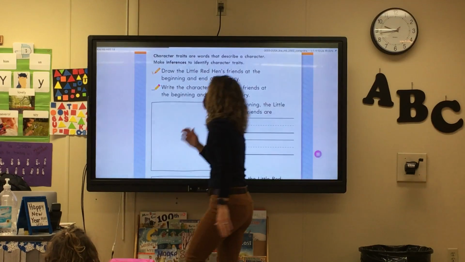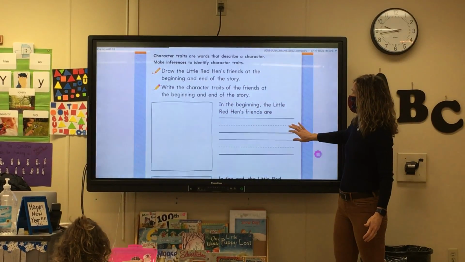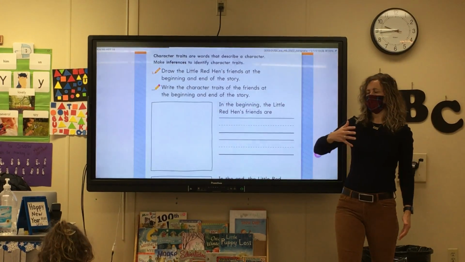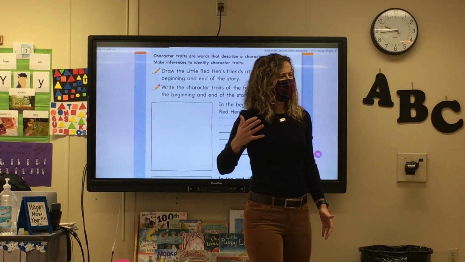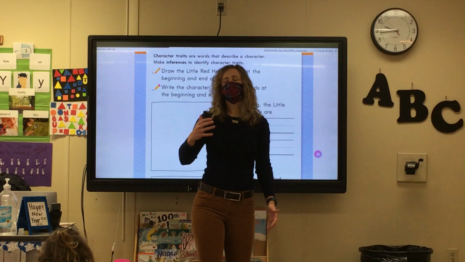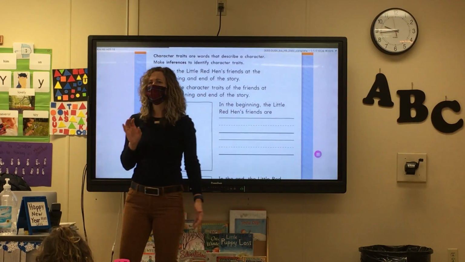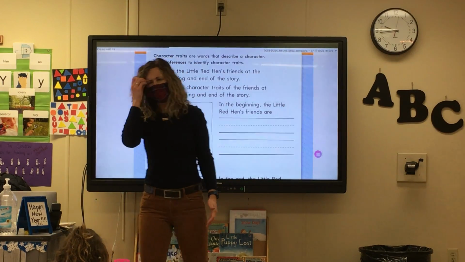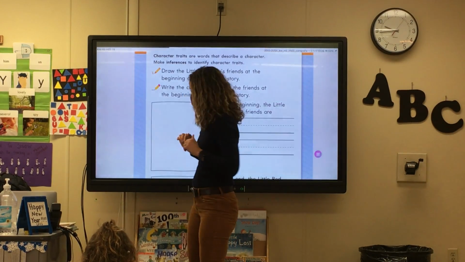So what we're going to do is describe, in the beginning, the little red hen's friends are what? Mean. Well, we won't say they're mean, but let's describe that in a different way, because they're not mean the whole time, right? But they're just not being what? Nice. Yeah, they're being a bit selfish. You ever heard the word selfish? Yes. They wanted to do what they wanted to do, right?